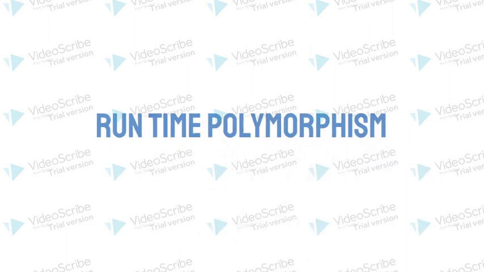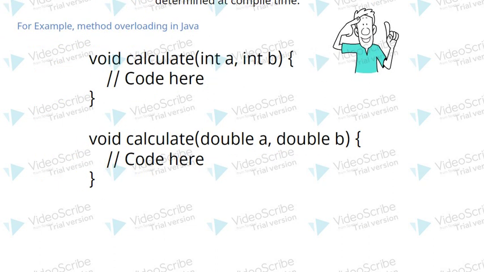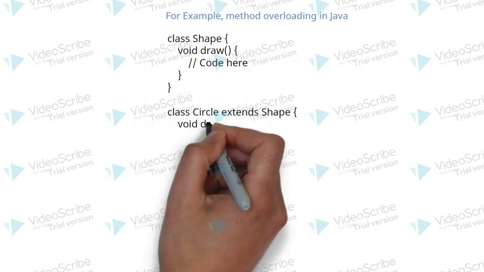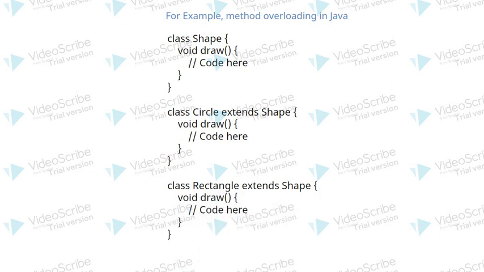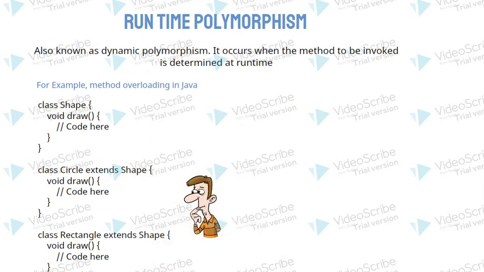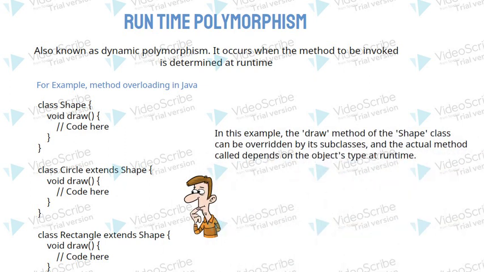Now, what is runtime polymorphism? Also known as dynamic polymorphism. It occurs when the method to be invoked is determined at runtime. For example, in this example, the draw method of the shape class can be overridden by its subclasses, and the actual method called depends on the object's type at runtime. So, these were the types of polymorphism.